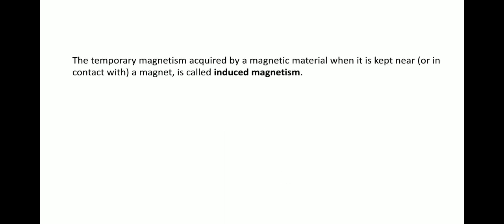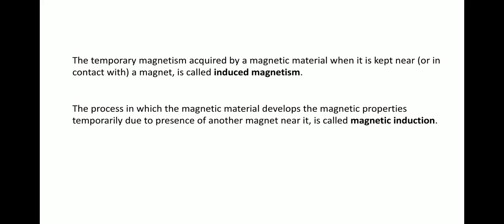So we can say that the temporary magnetism acquired by a magnetic material when it is kept near or in contact with a magnet is called induced magnetism. And the process in which the magnetic material develops magnetic properties temporarily due to the presence of another magnet near it is called magnetic induction.